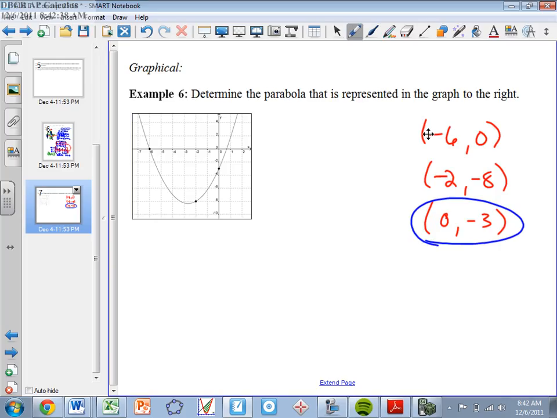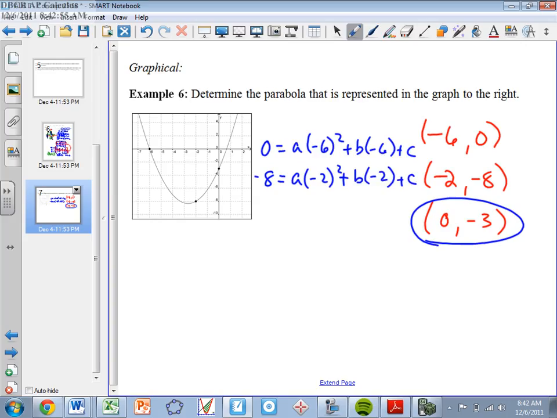So here, we've got 0 equals A times negative 6 squared plus B times negative 6 plus C. Second line, negative 8 equals A times negative 2 squared plus B times negative 2 plus C. Finally, we got negative 3 equals A times 0 squared plus B times 0 plus C. Look at the third equation, everybody. A and B drop off already, so you know the value of C. So for this setup, you can actually use a 2 by 3 matrix instead of a 3 by 4.